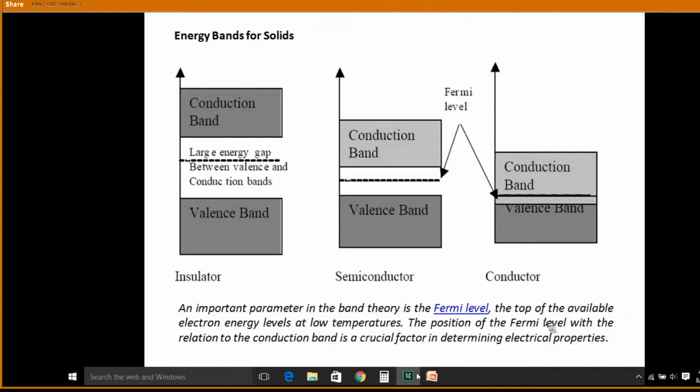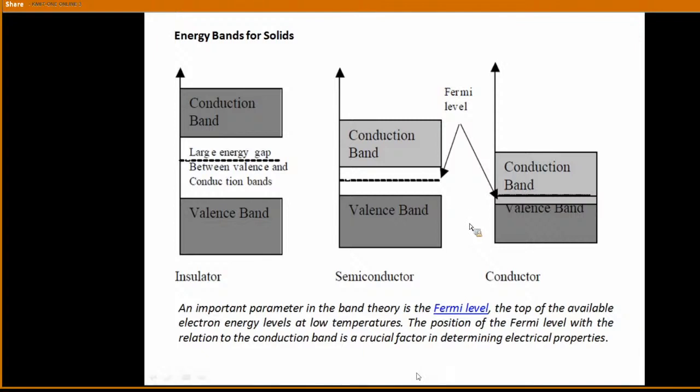What is the Fermi level? The top of the available electron energy level at low temperature. The position of the Fermi level in relation to the conduction band is a crucial factor. Now, in the next slides, when you go for the PN junction, where is this Fermi level? Whether it is near the conduction band or near the valency band will define the movement of your electrons. That we are going to see in the next slides.